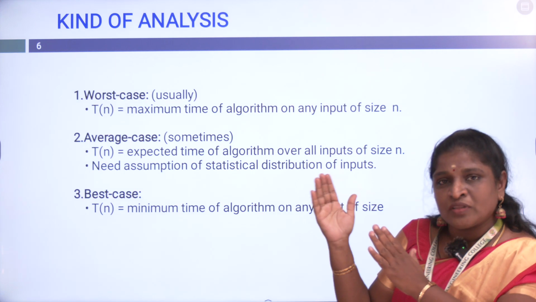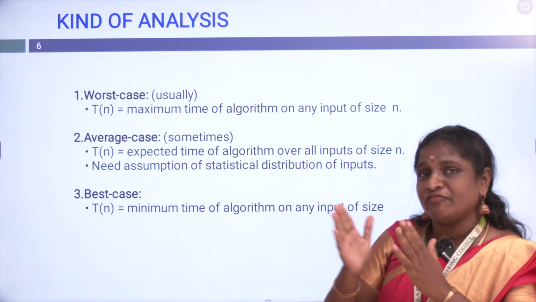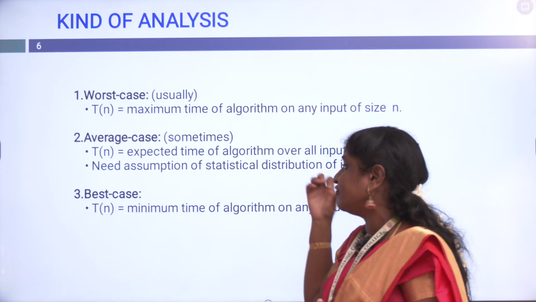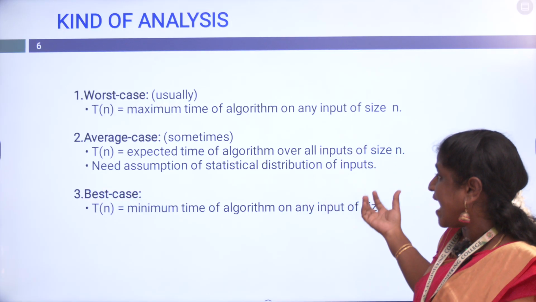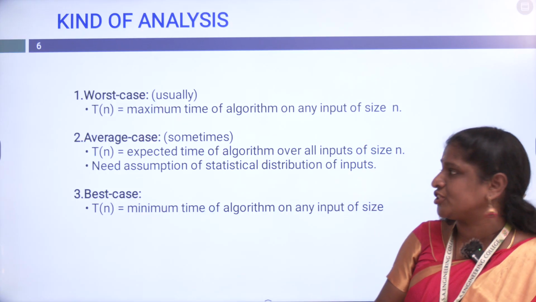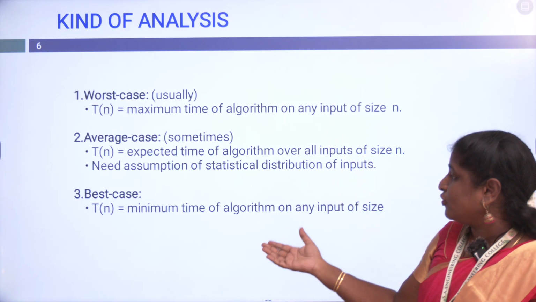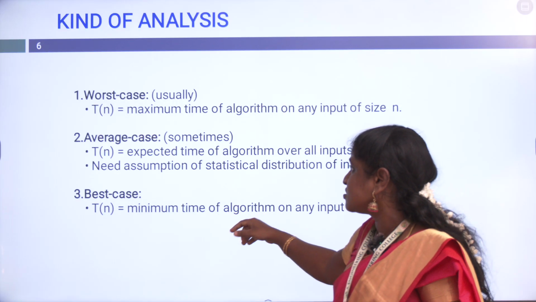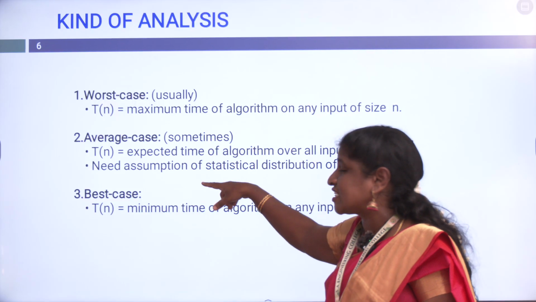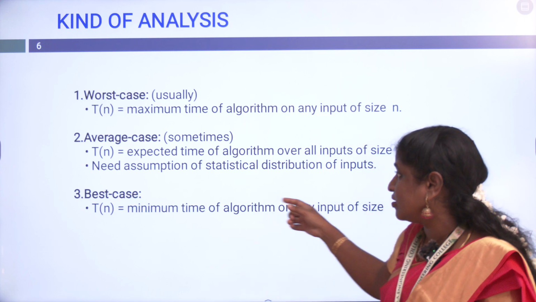This is the normal part while analyzing the algorithm. We'll take the particular case. In average case, sometimes we take it because we know the expected time and take the average consumption; we analyze the statistical distribution. That comes under average case. And best case is where we need the minimum time of the algorithm. So worst case comes under maximum time, average case is the expected time of the algorithm, and best case is the minimum time of the algorithm.